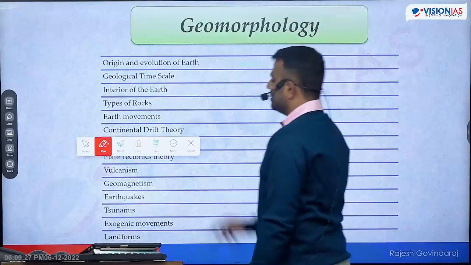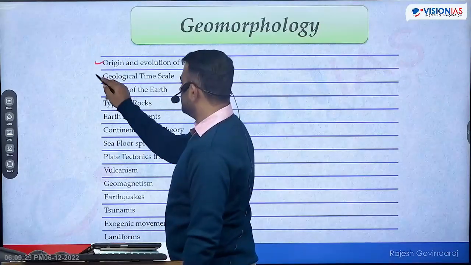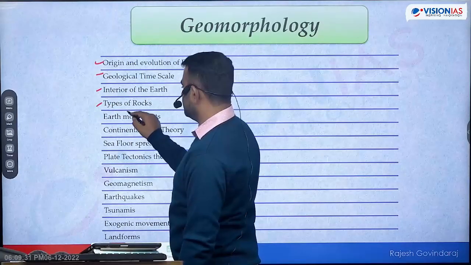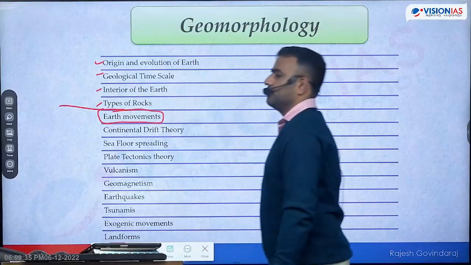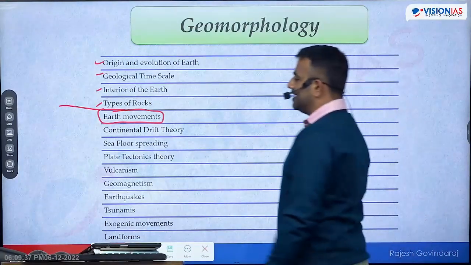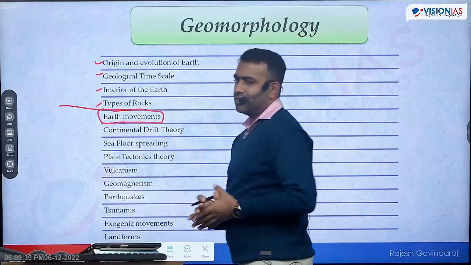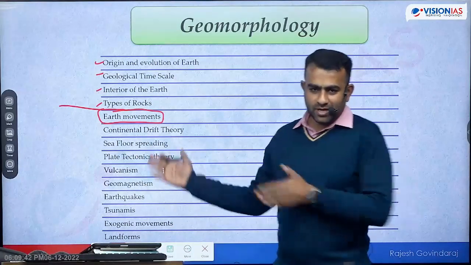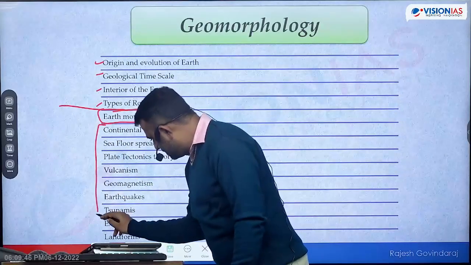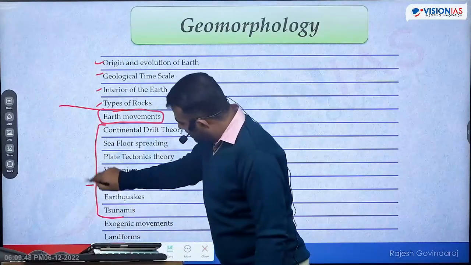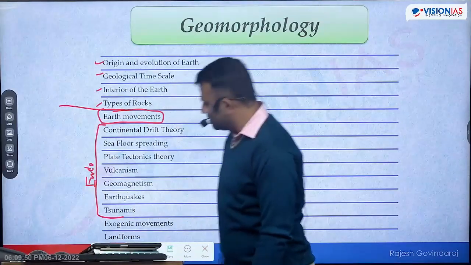First we discussed about the origin evolution, geological time scale, interior of the earth, types of rocks. ये सारा हो गया. We are here, Earth's movements. Here we will divide the entire changes which are happening on the Earth's surface into two types. One is endogenetic, another one is exogenetic. From here till here, tsunami tak, it is all related to endogenetics.